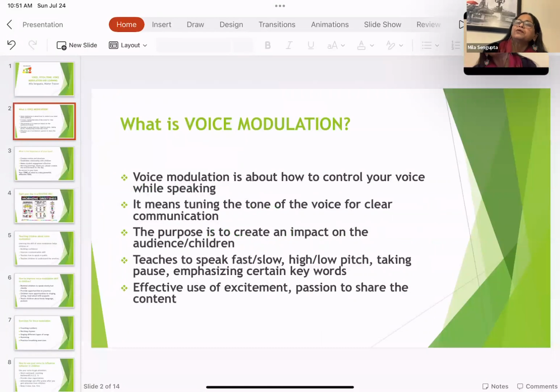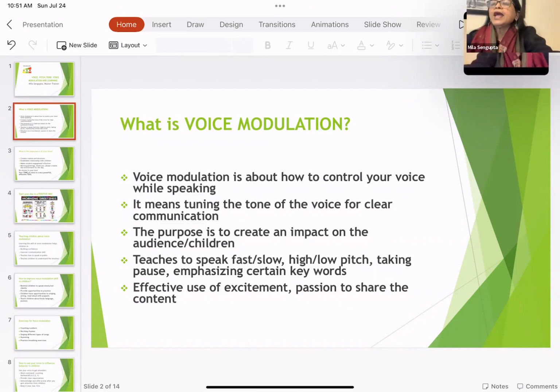So let's talk about what is voice modulation. In simple terms, voice modulation means how we control our voice while we are speaking. It means tuning the tone of your voice for clear communication.